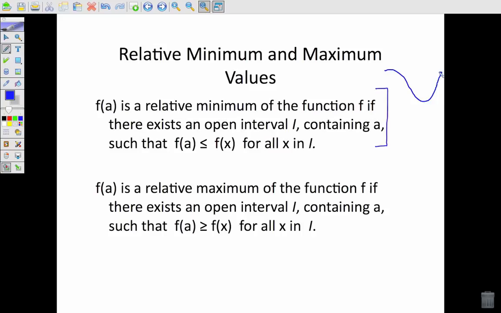A relative minimum would be when you have a graph come down to a minimum point and then go back up. So it's basically when you change from having a decrease to an increase. This would be a relative minimum. And so you can see a relative maximum would be this. This is a relative maximum.